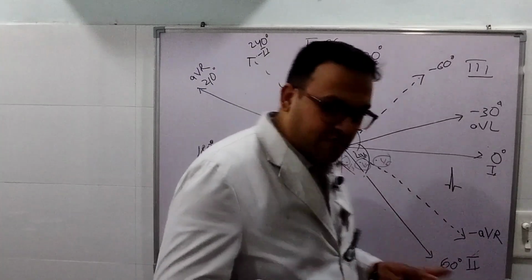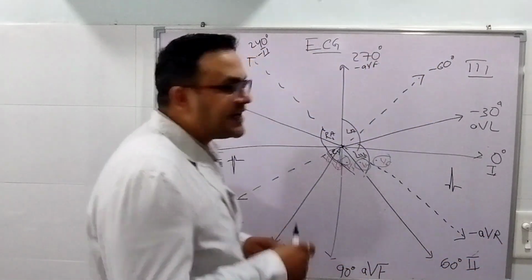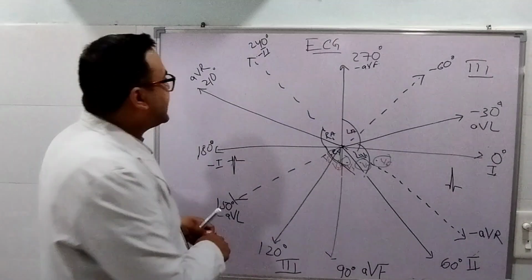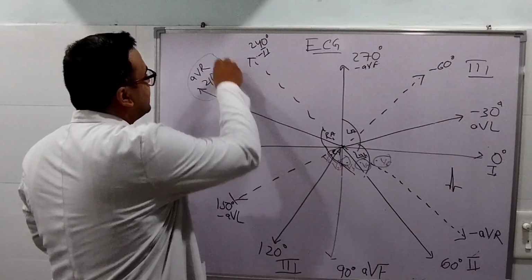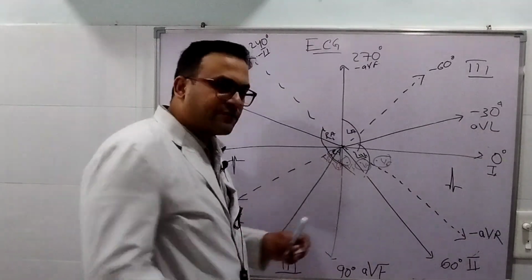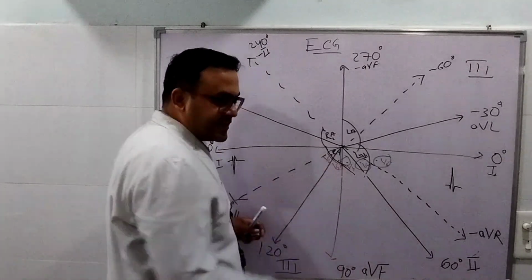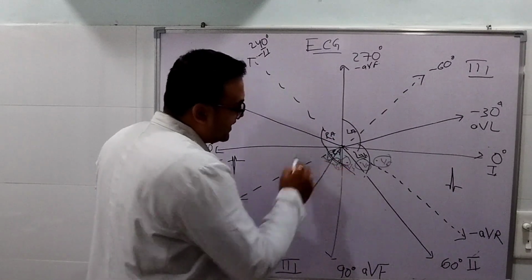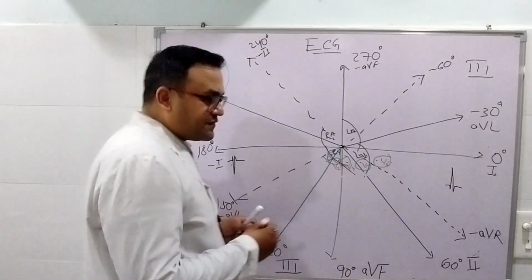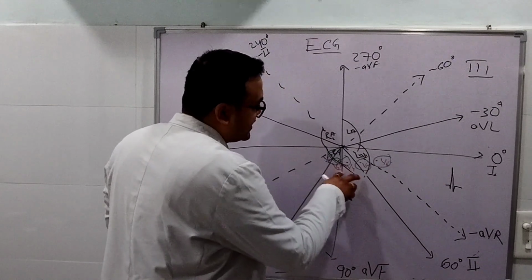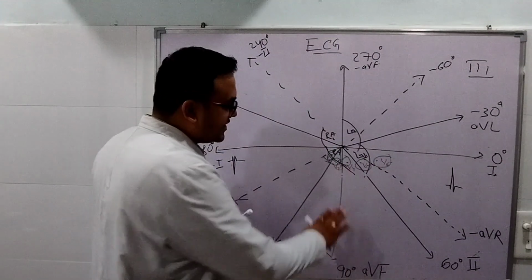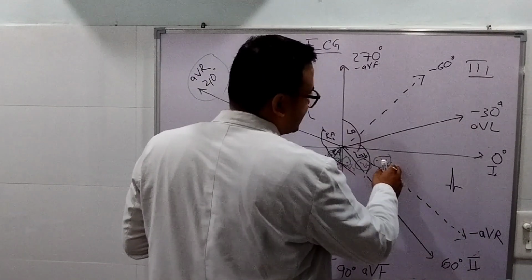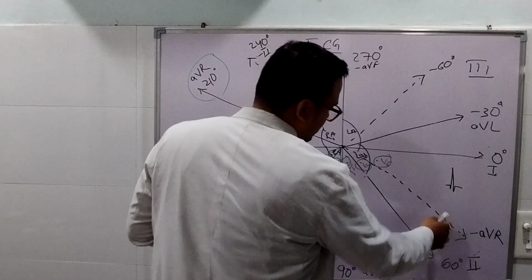Now if we have to look at the right atrium, which lead will we see? If we want to look at the right atrium, we will see lead AVR. If we have to see the right ventricle, we will see leads V1 and V2. If we have to look at the septum, we will look at leads V3 and V4. The anterior wall, V2, V3, V4, V5, and the lateral wall, V6, AVL, 1 and 2.